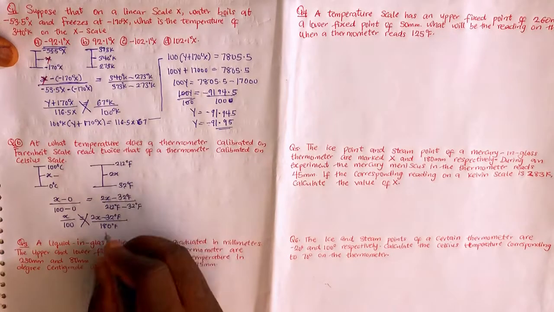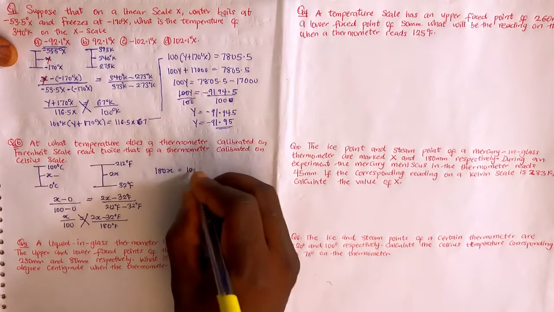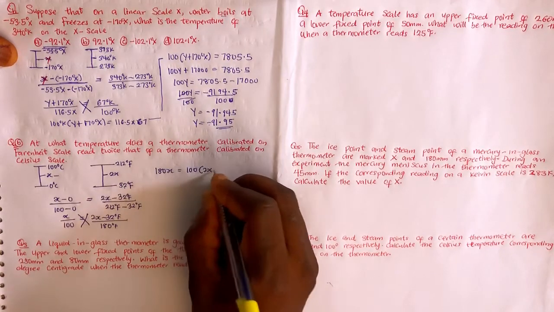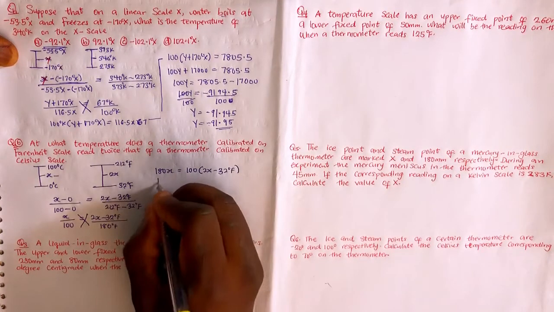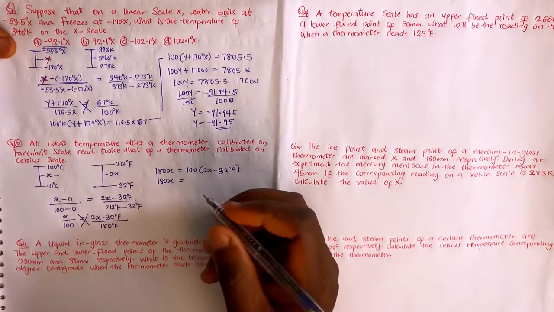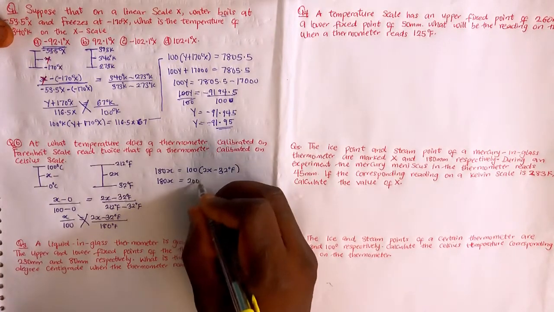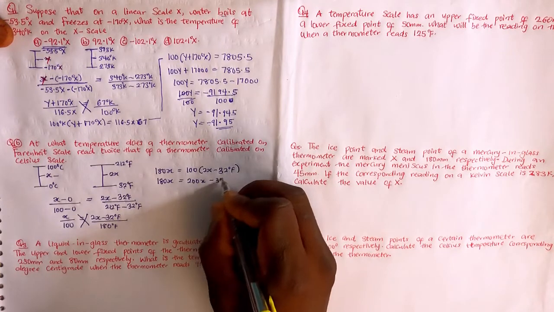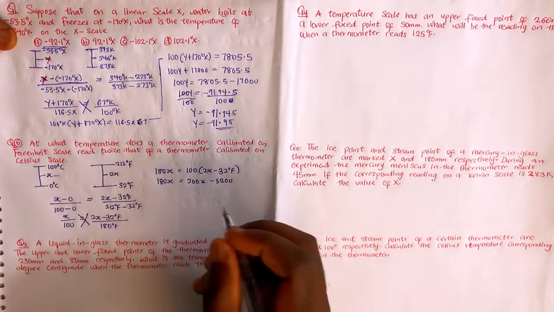I will have what? This multiply I did, that was what? 180x equals what? 100 into bracket 2x minus what? 32 degree Fahrenheit. So that I'm having 180x equals to, this multiply this will give me 200x. 200x minus what? 3200. Then let's just collect the like terms.